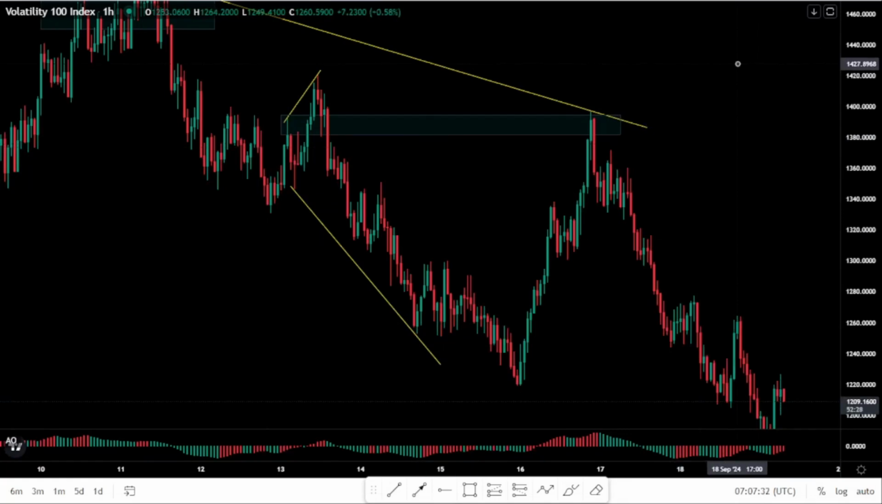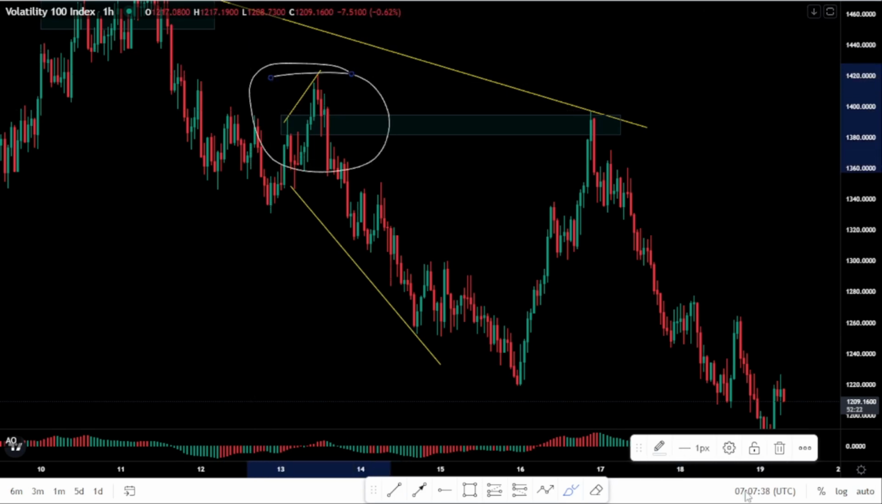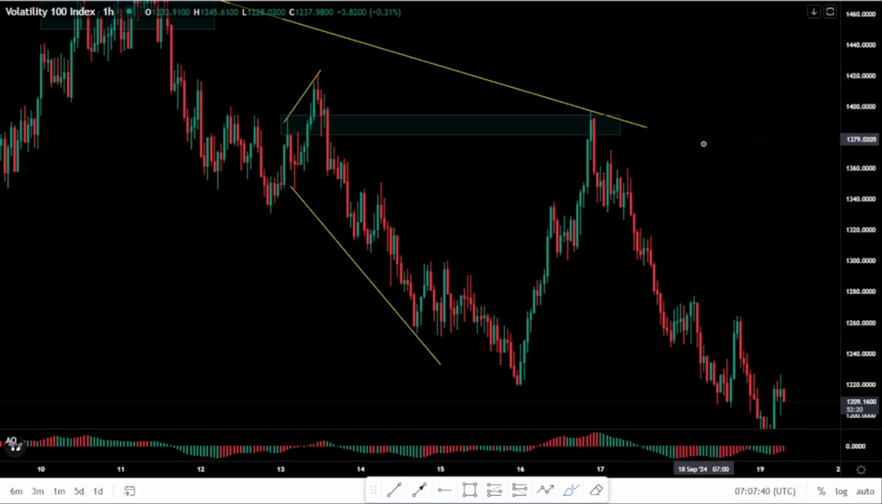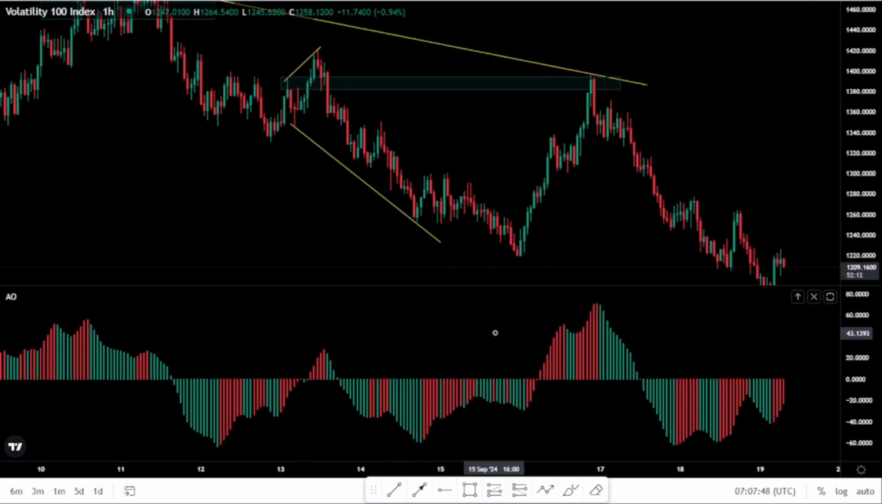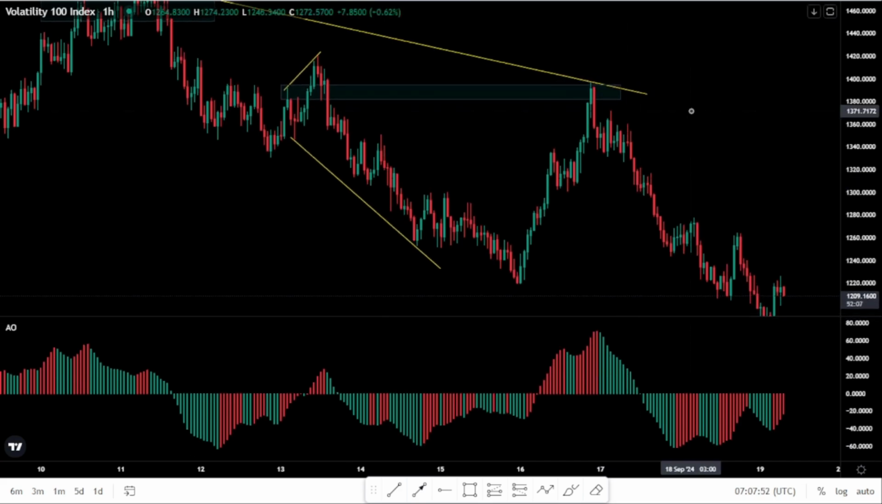Now the next thing we want to do is look for divergence. Either a regular divergence or a hidden divergence to give us more confirmation. Remember, we want to add more confluence, and that's when we bring in our awesome oscillator. So what do you notice here?